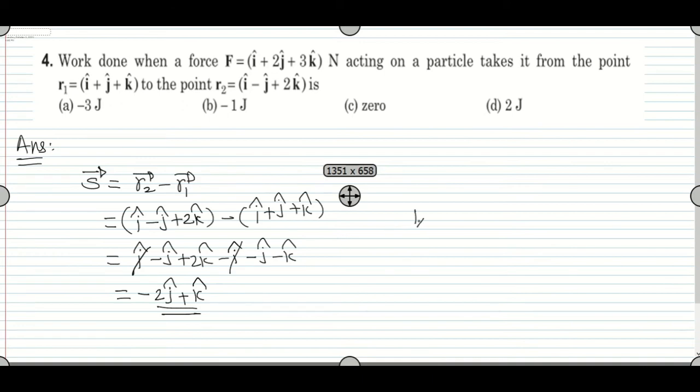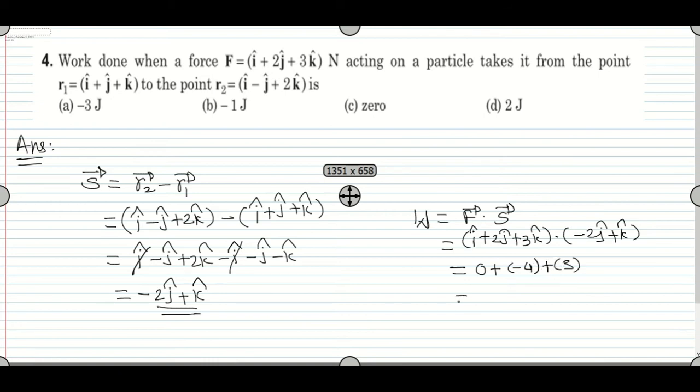We want the work done. Work done is a scalar quantity and it is the dot product of force and displacement. What is force over here? Force is i hat plus 2j hat plus 3k hat, dotted with the displacement, minus 2j hat plus k hat. If you solve this, for i nothing is there so 0, plus 2j times minus 2j is minus 4, plus 3 times 1 is 3, so minus 4 plus 3 becomes minus 1 joule.